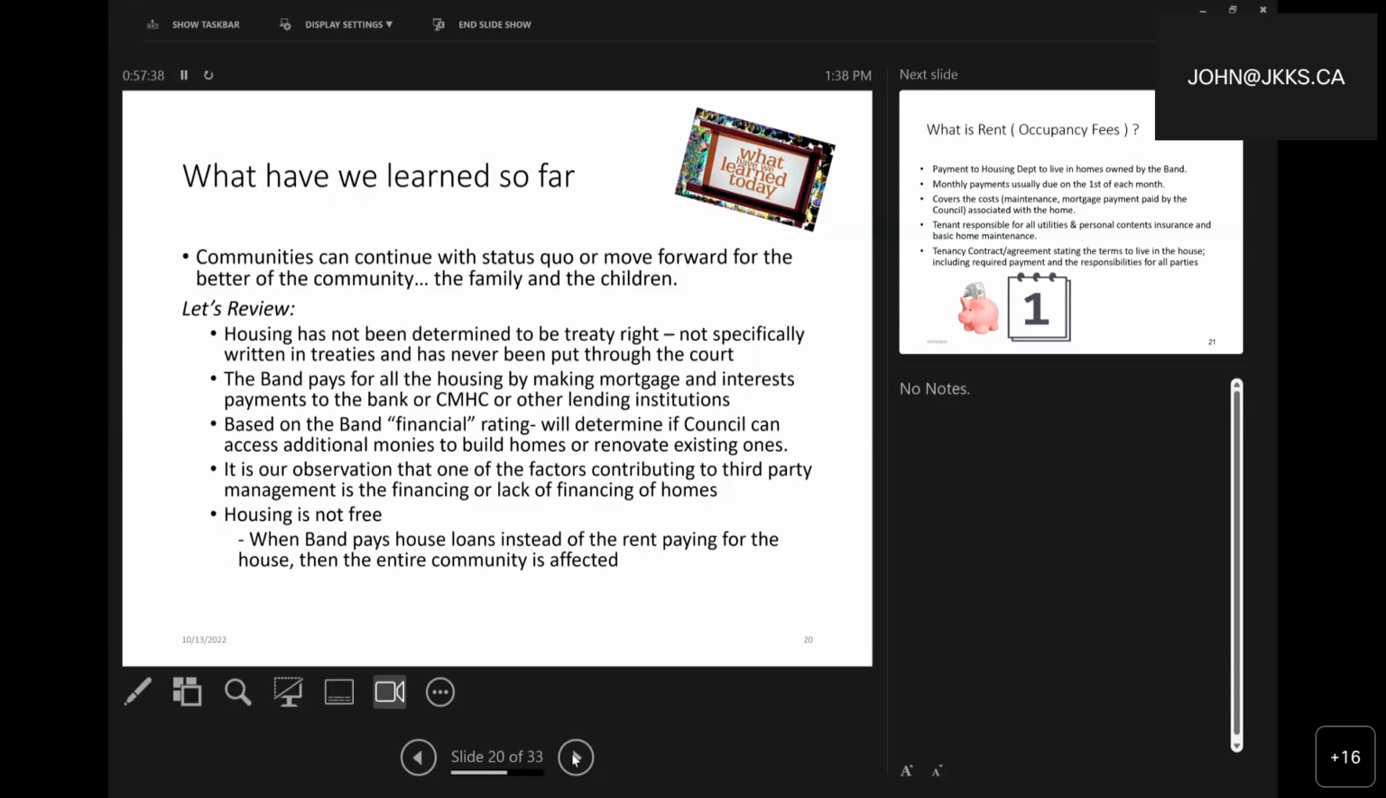We know that the band has to borrow money and make interest payments. And we also know that they're paying much higher rates than people off reserve. And we also know that where rents are not being paid, it's a major contributor to debt within the community, and a large contributor to third-party management. So housing's not free. And how do we get past that?